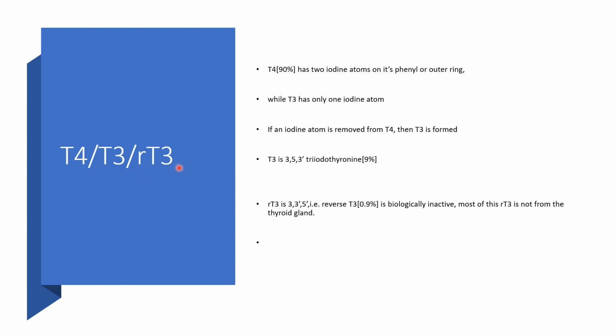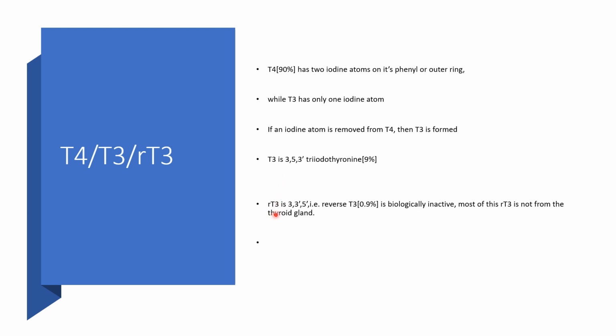T4, T3, and reverse T3. T4 is about 90% of thyroid hormones that will be synthesized and secreted. T4 has 4 iodine atoms, with 2 of those atoms on the phenolic or outer ring, while T3 has only 1 iodine atom on its outer ring. If an iodine atom is removed from T4, even kids in grade 1 will tell you that you will find T3. T3 is 3,5,3'-triiodothyronine, and that will be about just 9% of total thyroid hormones secreted from the thyroid gland directly. But remember, T4 will be converted peripherally to T3. Don't worry, we'll get into all of that.